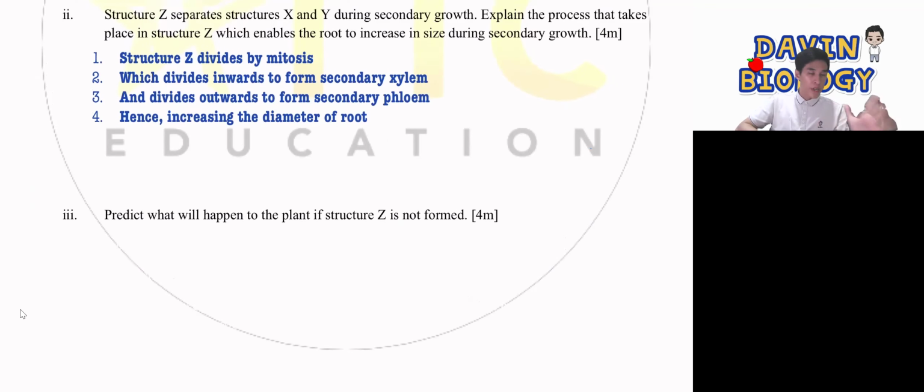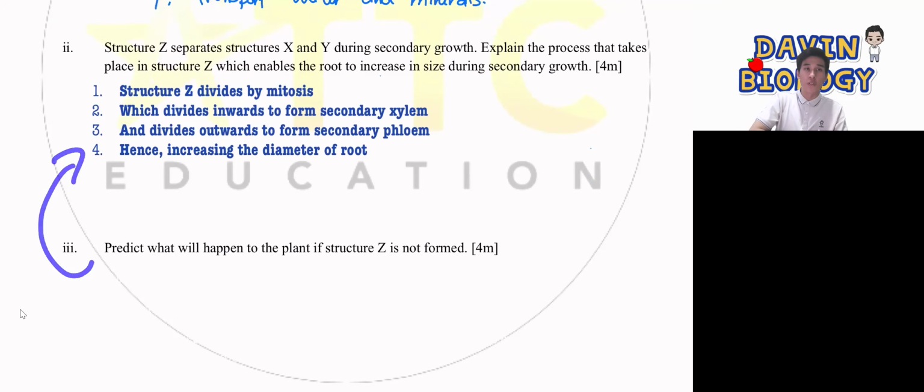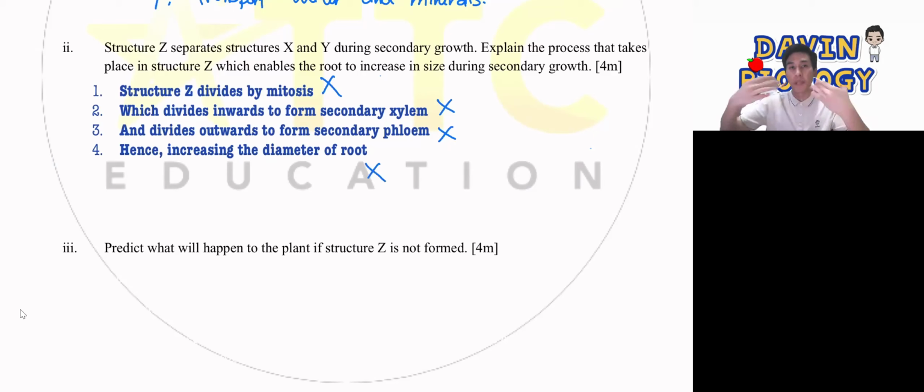Toilet break. Now, predict what will happen to the plant if structure Z is not formed. So basically, what you write here is the opposite of this. So if no Z, no mitosis, it does not divide by mitosis, so it doesn't form secondary xylem, doesn't form secondary phloem, therefore the diameter does not increase. No growth, no secondary growth. Or you can say no secondary growth also. Okay, just write the opposite.